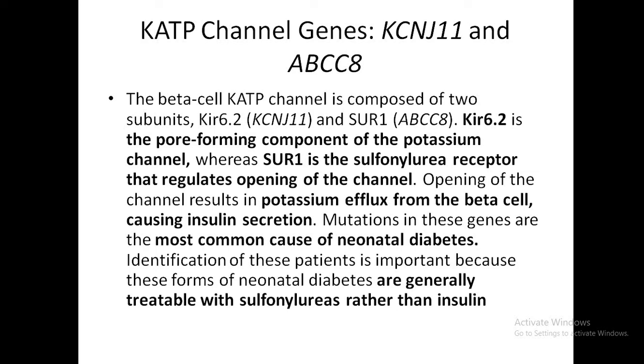Mutations in these genes are the most common cause of neonatal diabetes, the KIR 6.2, otherwise also known as KCNJ11, and the SUR1. Out of this, KCNJ11 is the most important. Identification of these patients is important because this form of neonatal diabetes can be treated by sulfonylureas rather than insulin. That is, the mutations associated with KIR 6.2.